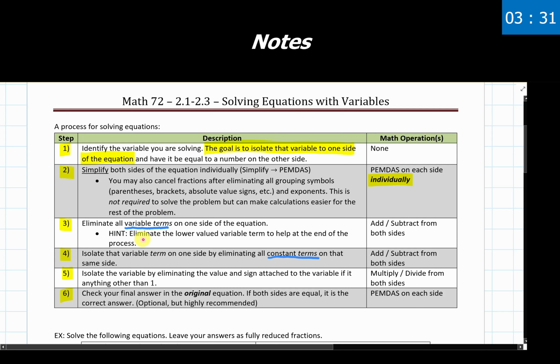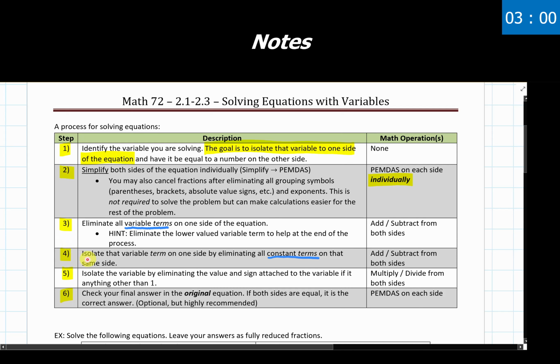My recommendation also, a little bit of a hint for you, is to eliminate the lower valued variable term to help later on in the process. This is also sometimes referred to as the lower valued coefficient, but means the same thing with how we're going to work through this. We are going to do this eliminating by adding and subtracting to both sides of the equation. Once we've done that, we have all of our variables on one side of the equal sign.